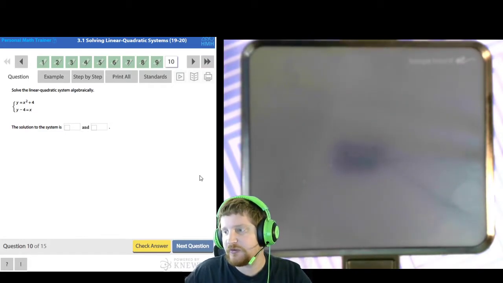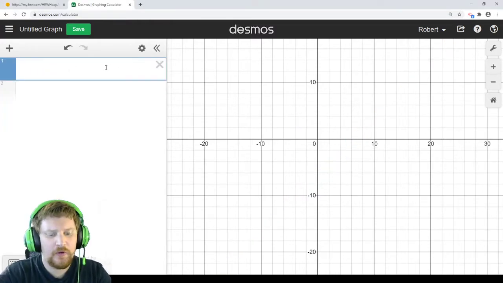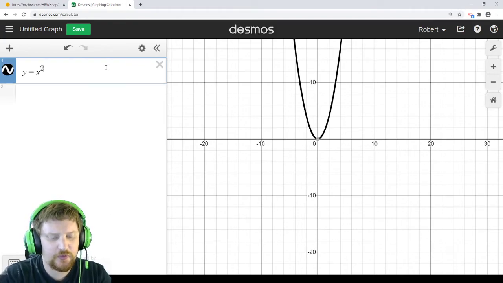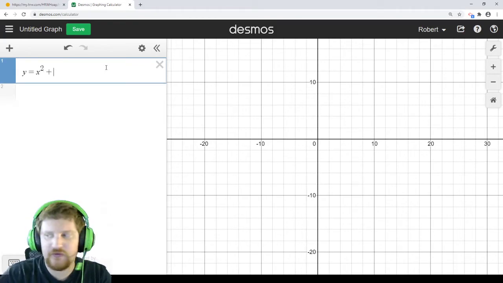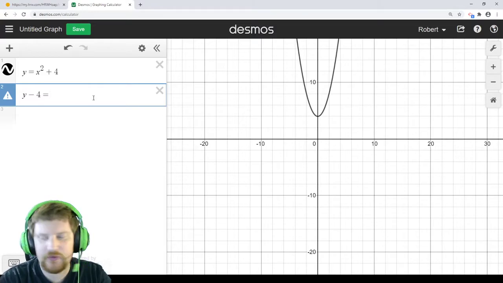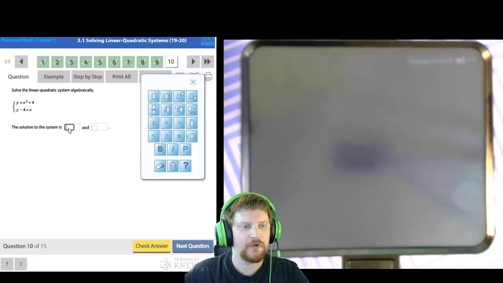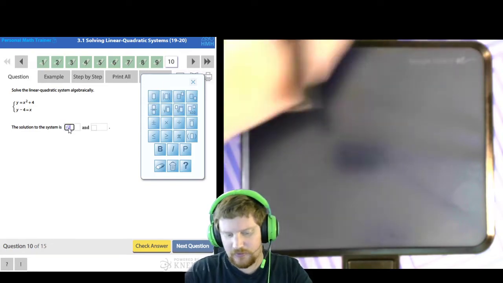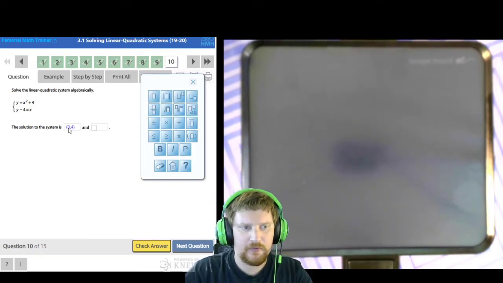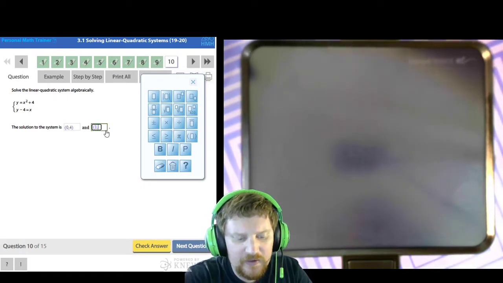So once more to Desmos. y equals x squared plus 4. y minus 4 equals x. 2 points. And our 2 points were 0, 4 and 1, 5.